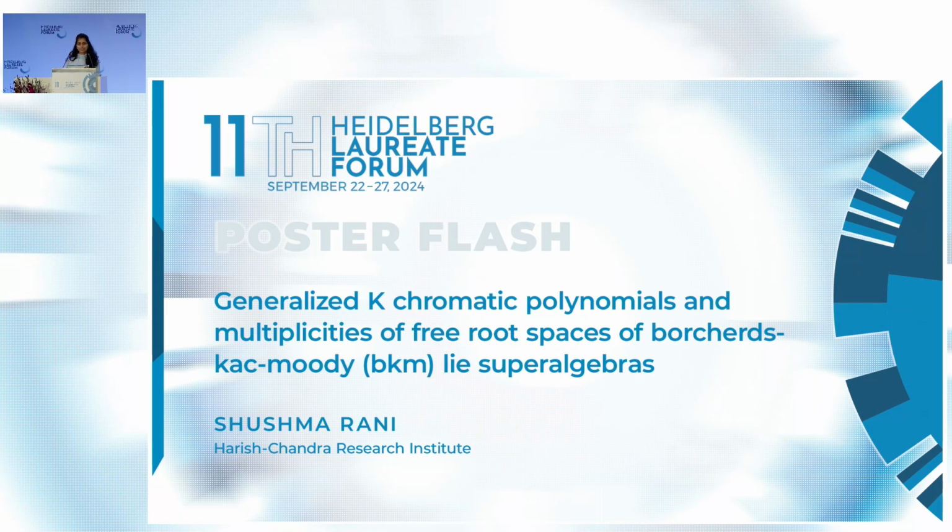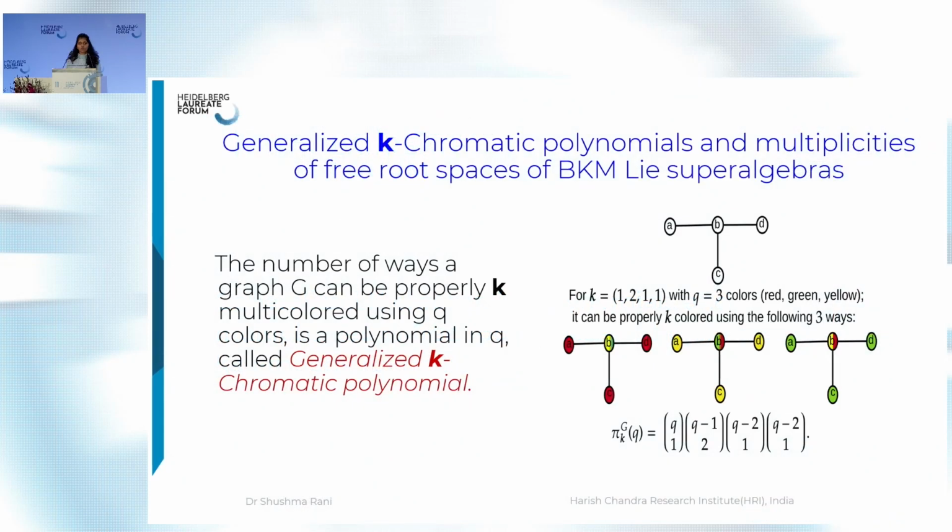The title seems a bit complicated, but it is a relationship between graph theory and Lie theory. On the right side, you can see a graph with 4 vertices. We want to color this graph using colors such that 2 adjacent vertices have distinct colors. Suppose we have 3 colors, then we can color this graph in these possible 3 ways. If we have Q colors, we want to color this graph with this bold K color, where 1 means we color the first vertex by 1 color, the second vertex by 2 colors. So if we have Q colors, then it is a polynomial in Q that is called the generalized K-chromatic polynomial.